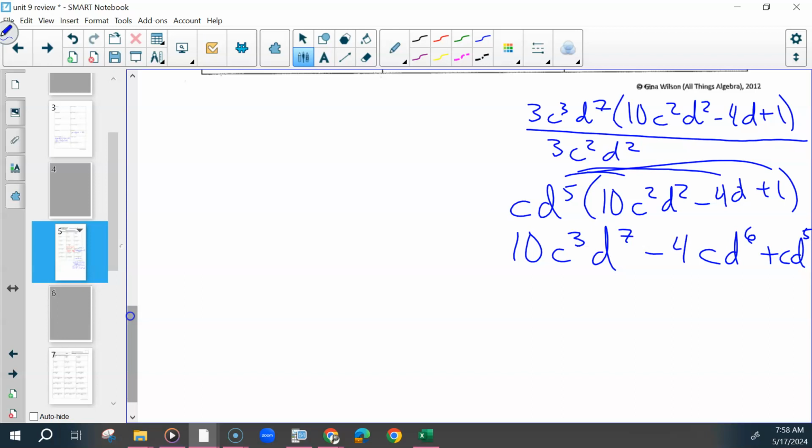Other questions for dividing polynomials by a monomial? Questions on the binomial section?